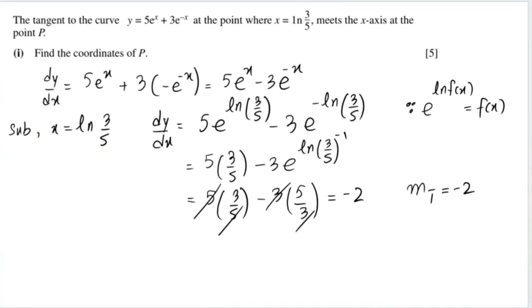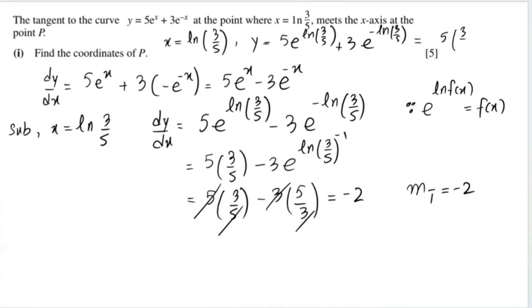Okay, so I've got the gradient, but I need the y coordinate as well to find the equation. So I can use the same idea. Let's sub the x coordinate, natural log of 3 over 5, inside this equation of the curve. So 5, I can do this quickly this time, e to the ln 3 over 5 plus 3 e to the power negative ln 3 over 5. And if I apply the same idea, this is going to be 5 times 3 over 5 plus 3 times 5 over 3. So this will turn out to be 8. So the gradient is negative 2, and the coordinate is natural log of 3 over 5 and 8.